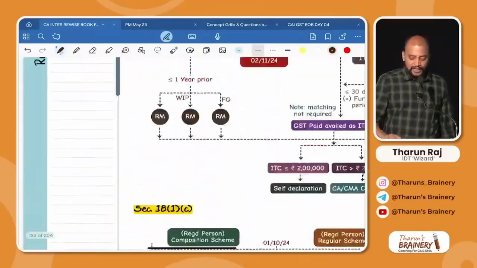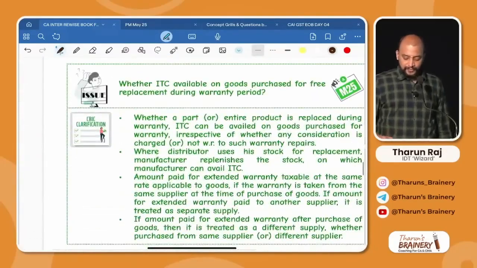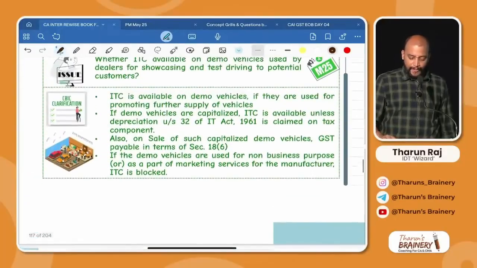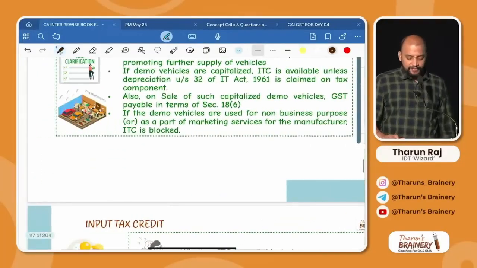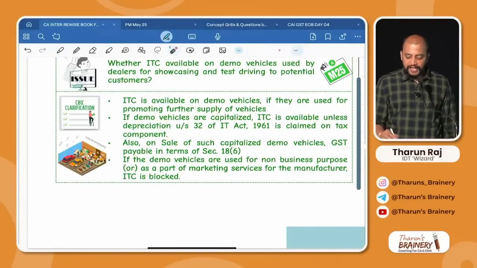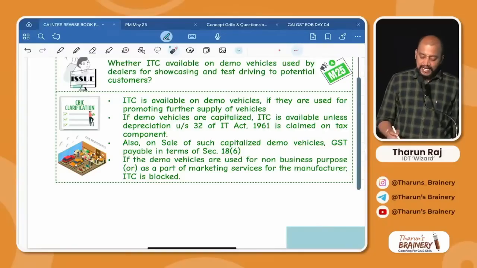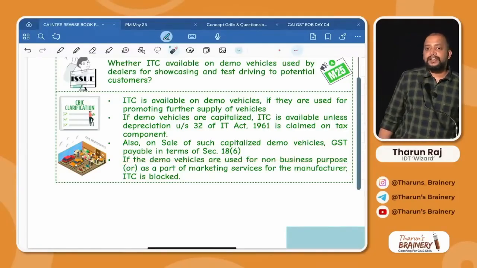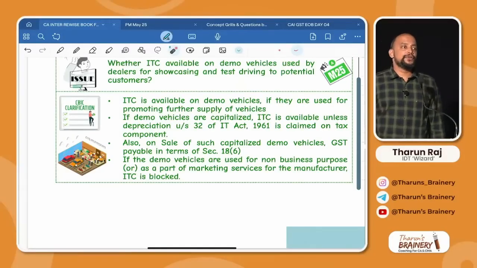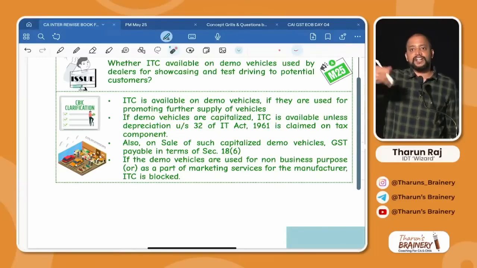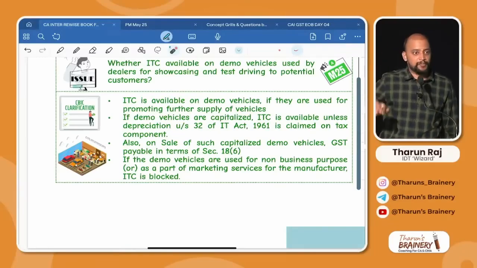So please go back to that demo car circular. Demo car circular, you see. Come back to page 105. Third point we were discussing: also sale of such capitalized demo vehicles, GST payable in terms of 18(6). If demo car is used for non-business purpose, some dealers are there. What they will do, they will use the demo car for their personal purpose. They will not give it to customers for test drive. They will use it for their personal purpose.